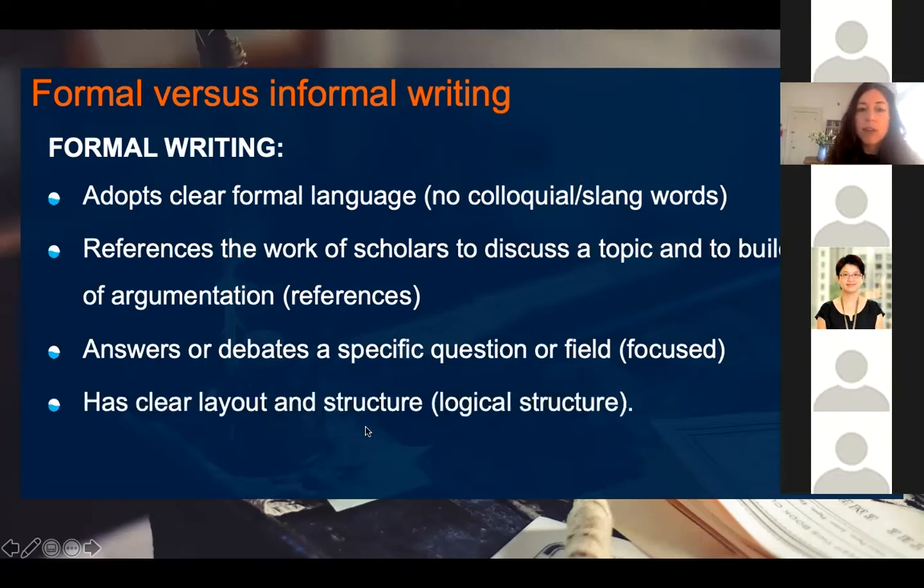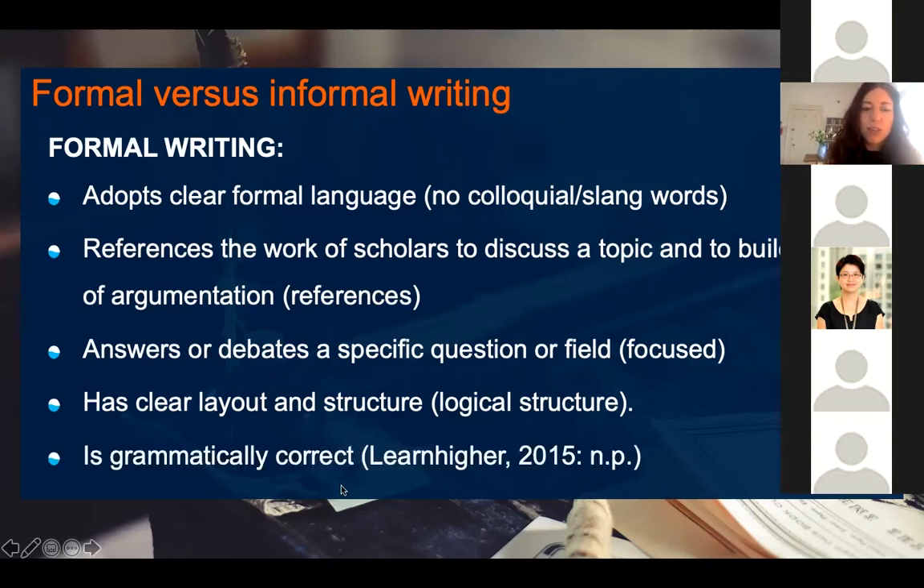So also it needs to have a clear layout and structure, or a logical structure as it's often described. So paragraphs fit in and there's a flow. It makes sense that one paragraph goes after another, for instance. That's a key part of academic writing. It's not just lots of jargon thrown together and it has no flow. So it's also grammatically correct, of course. So you need to use your spell check and make sure that everything is spelt and the grammar is correct.